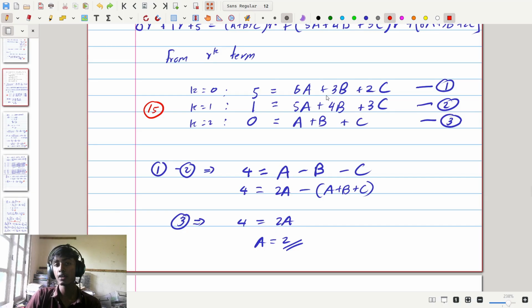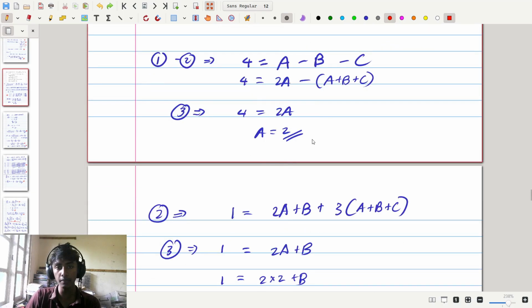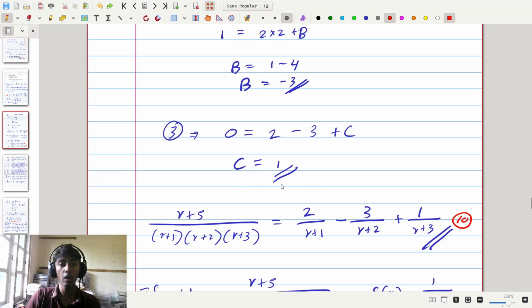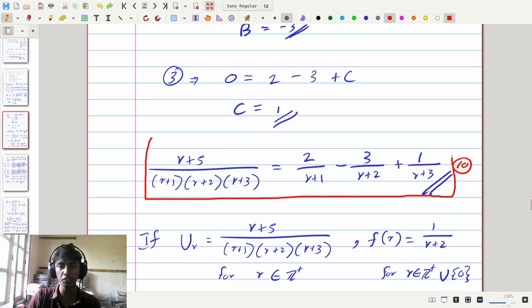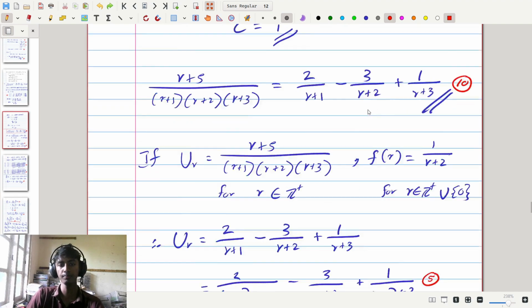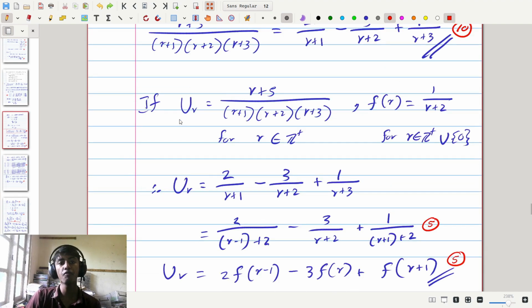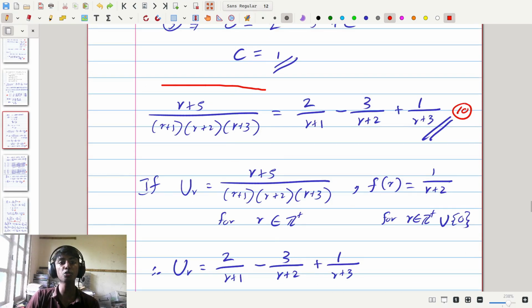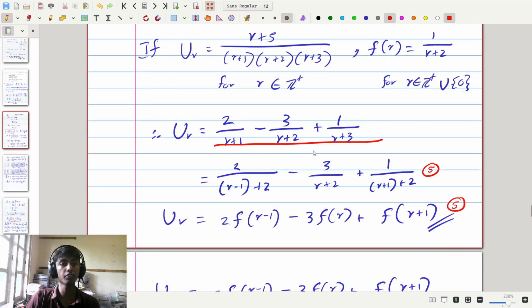Now after that, when you then use these equations to find the values of a, b and c, or you substitute them back into the original expression like so to get this equation right here, for getting that, you get 10 total marks. Now after that, when you're given u of r and f of r, and you take u of r and substitute in instead of this expression right here, and then rearrange each of these three terms into the form that contains f of r minus 1 in the first one, f of r in the second one, and f of r plus 1 in the third one, you get 5 marks.